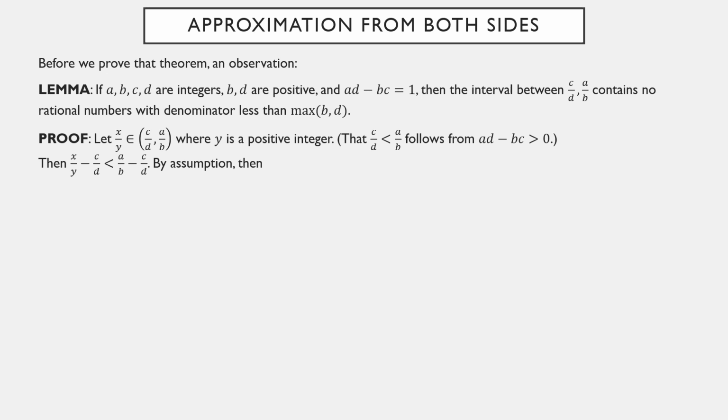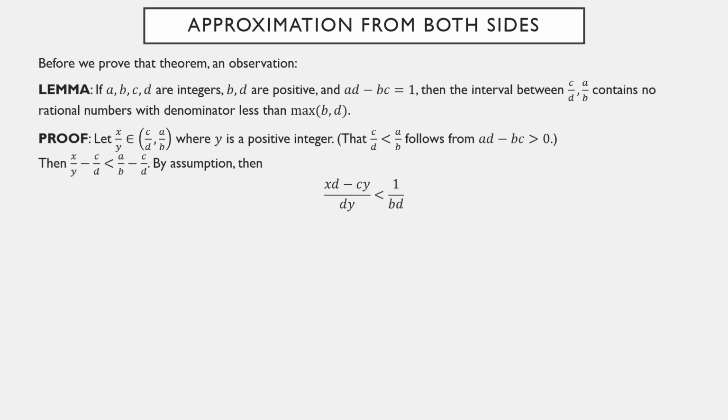Suppose you have a rational number x over y that is in between c over d and a over b. The fact that c over d, by the way, is to the left of a over b follows from the assumption that ad minus bc is 1. This tells us that a over b is bigger than c over d. Okay, so if x over y is in between the two, then its distance to c over d is smaller than the distance from a over b to c over d. However, the distance from a over b to c over d would be ad minus bc over bd, and we just assumed that that numerator is 1.